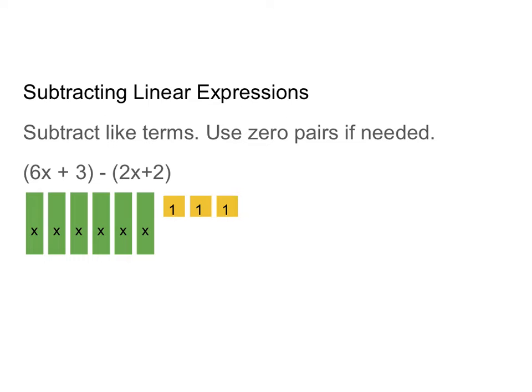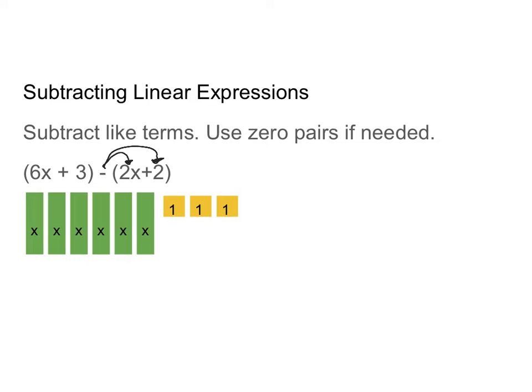So first you want to subtract like terms and use zero pairs if needed. So here I have 6x plus 3. So I have 6x's plus 3. And it says that I have to take away 2x and take away 2 positives. I have to take away everything. So you have to think of that I'm taking away the 2x and I'm taking away the positive 2.